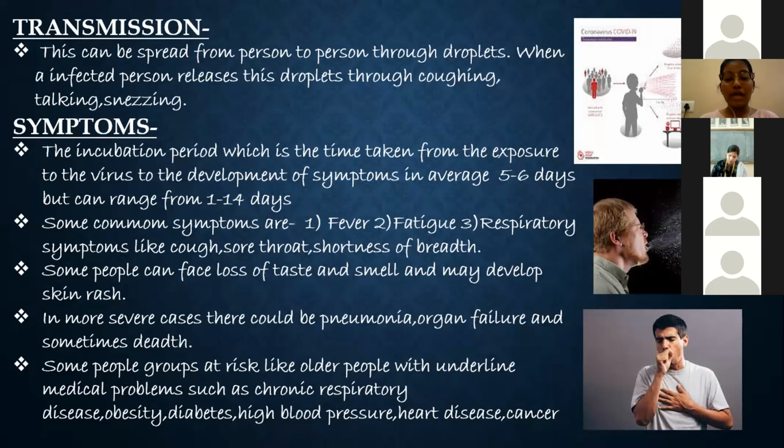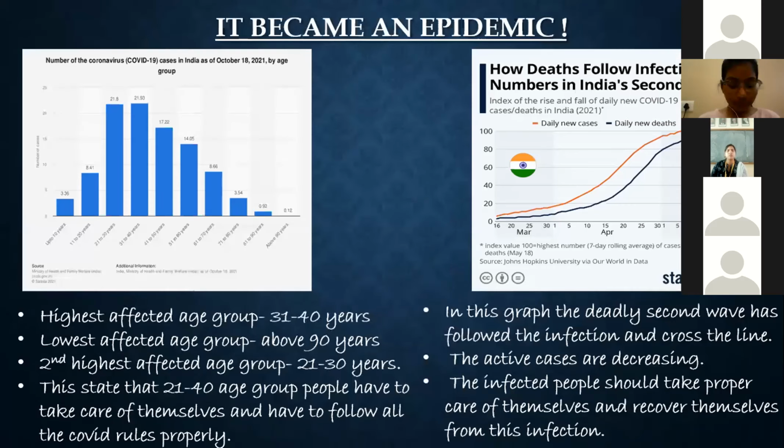Some people groups are at risk, like older people with underlying medical problems, chronic respiratory disease, obesity, diabetes, high blood pressure, heart disease, cancer, etc. Now talking about how this mutation became an epidemic. Here are two graphs. The first one shows the number of coronavirus cases in India by age group. And the second one shows how deaths follow infection numbers in India's second wave.